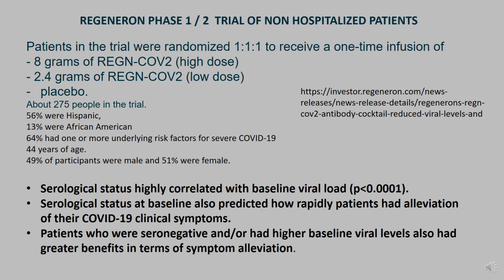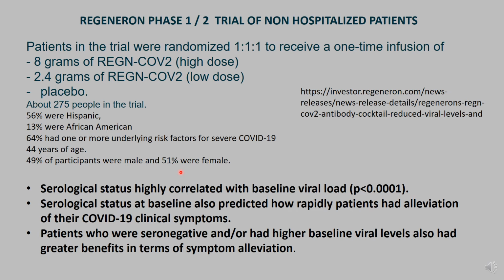Regeneron posted the results of a phase 1-2 trial on non-hospitalized patients on their website. As far as I know, this information has not been published yet in a peer-reviewed journal. But about 275 people were enrolled in the trial. They were randomized to either receive a high dose of the antibody cocktail, a low dose of the antibody cocktail, or placebo. People in the trial were of mixed ethnic origin. More than 50% had underlying risk factors for severe COVID-19. The mean age was about 44 years of age, and there was about an equal participation of male and females in the trial.